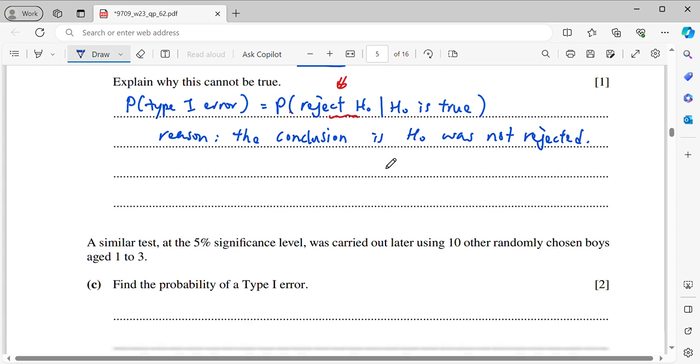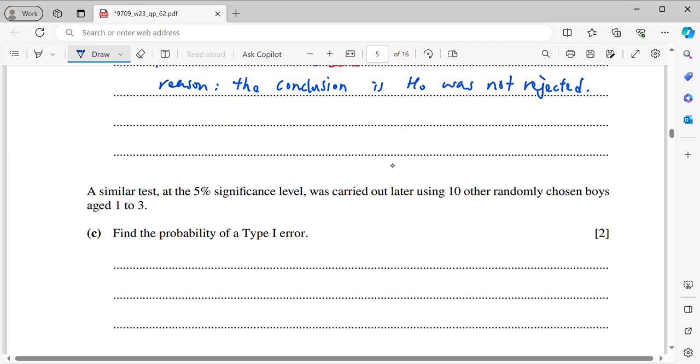Okay, now a similar test at the 5% significance level was carried out later using 10 other randomly chosen boys aged 1 to 3. Calculate the probability of a type 1 error. Okay, so from here, P(type 1 error), we have defined it just now, which is reject H0 given that H0 is true.